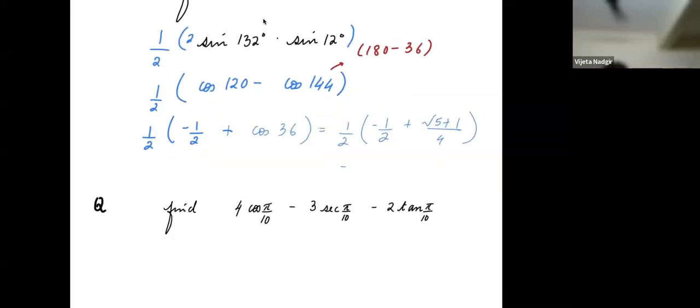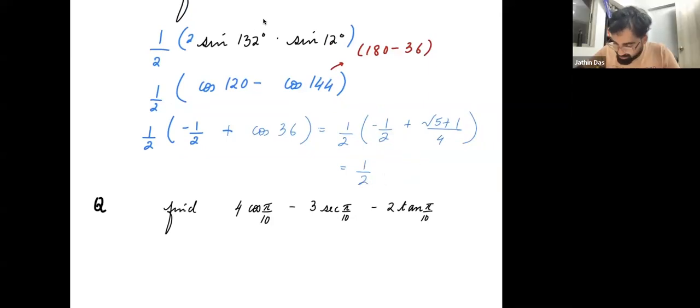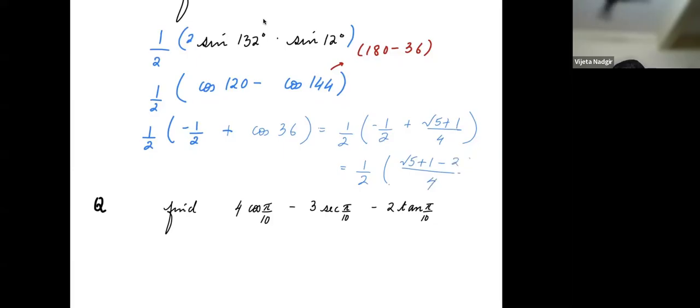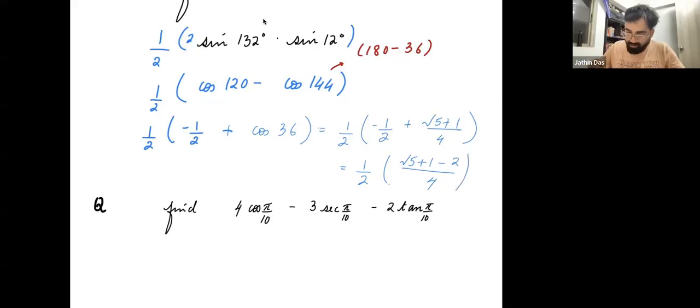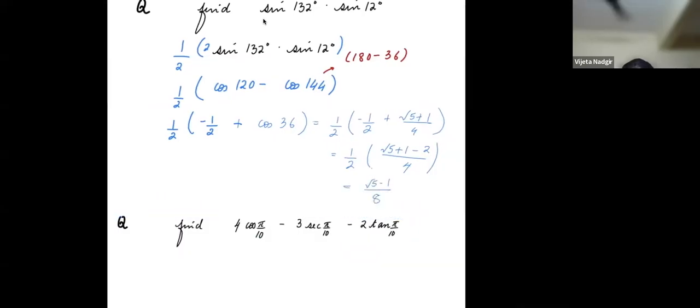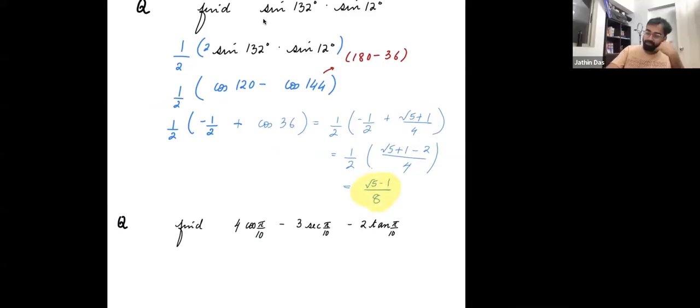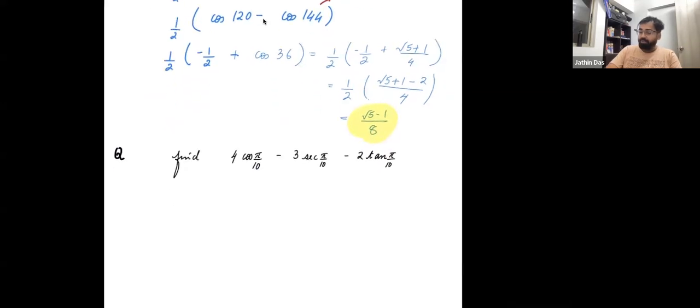Correct? So half into root 5 plus 1 minus 2 by 4. So that will come as root 5 minus 1 by 8. Correct. Correct only. Good. Next one.